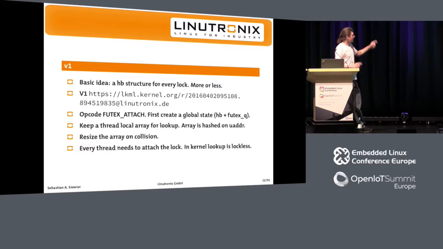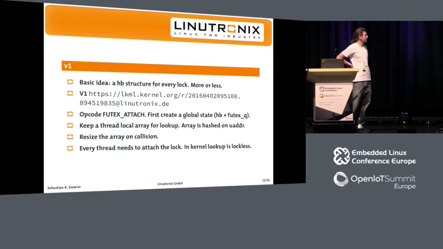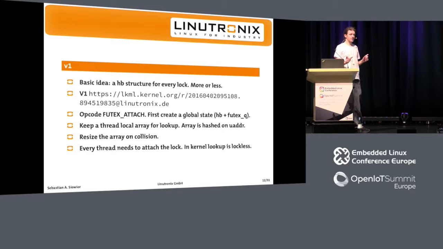And then we came up with version 1, where we said, OK, we need an additional function in glibc, which we expose via the FUTEX syscall. We called it FUTEX attach. This is where we allocate an extra hash bucket for the lock you want. We also had another flag, like you have the private flag to distinguish the private futex from the shared futex. We had another flag, the attached futex, so we could distinguish: is this futex attached, or is this futex used in the global hash array?